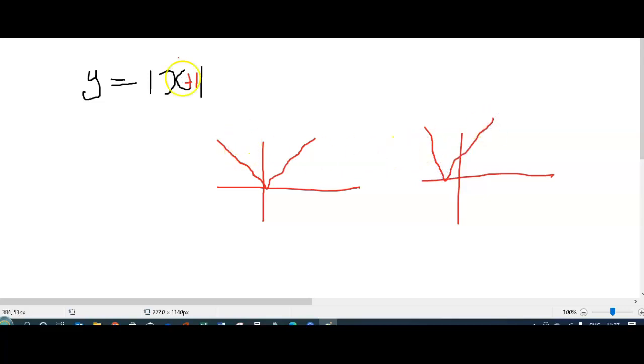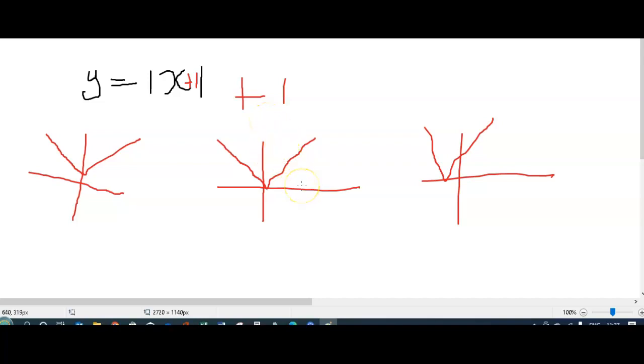If it was y is equal to the absolute value of x, plus 1 at the outside of the brackets, then it'll shift up. So you're going to look something like this. So that's how it goes. Same domain and range: for this graph example, x elements are all real numbers and y is greater than or equal to 0.